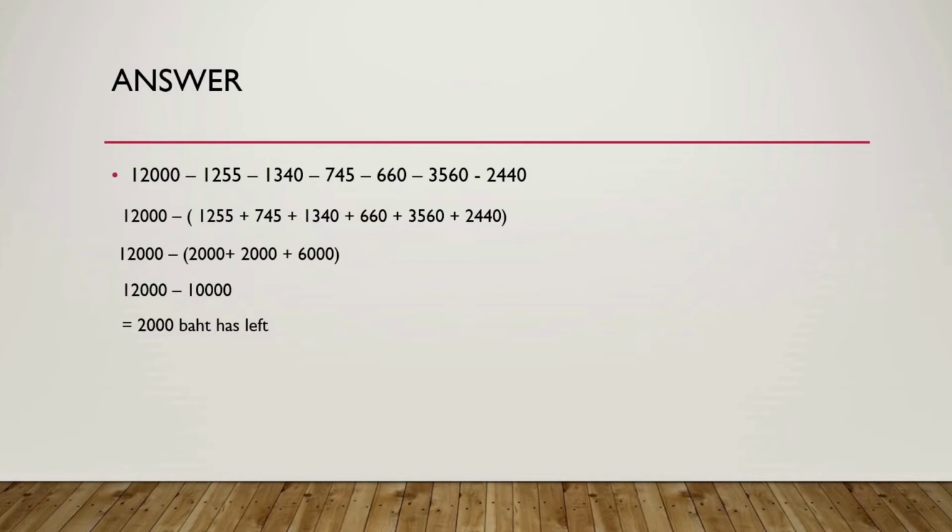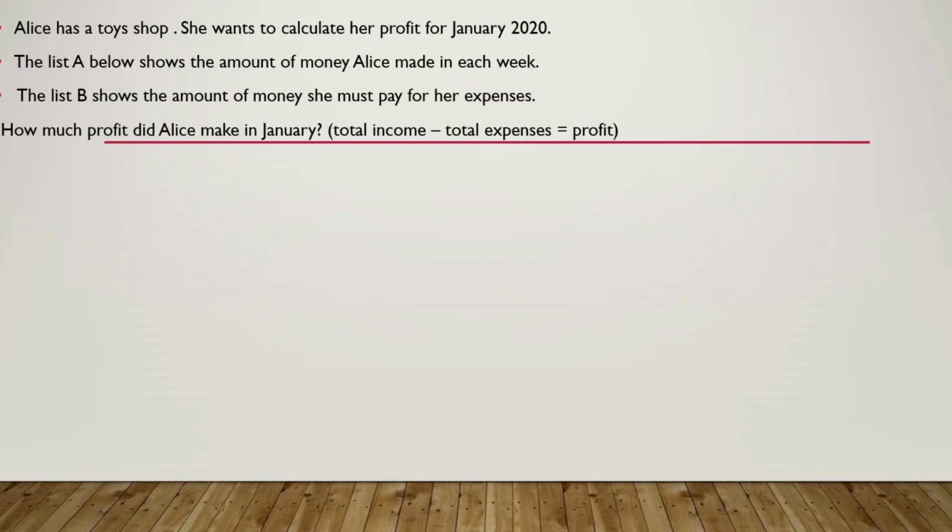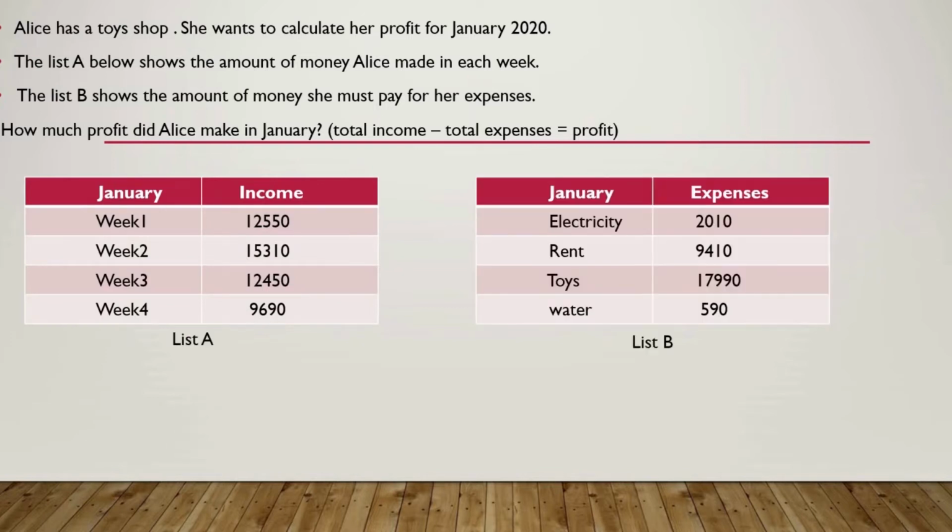So let's look at another example. Alice has a toy shop. She wants to calculate her profit for January 2020. List A below shows the amount of money Alice made in each week of January 2020. List B shows the amount of money she must pay for expenses in January 2020. So the question asks, how much profit did Alice make in January?